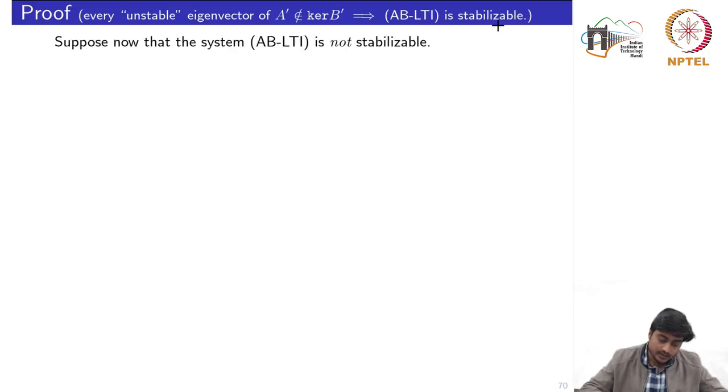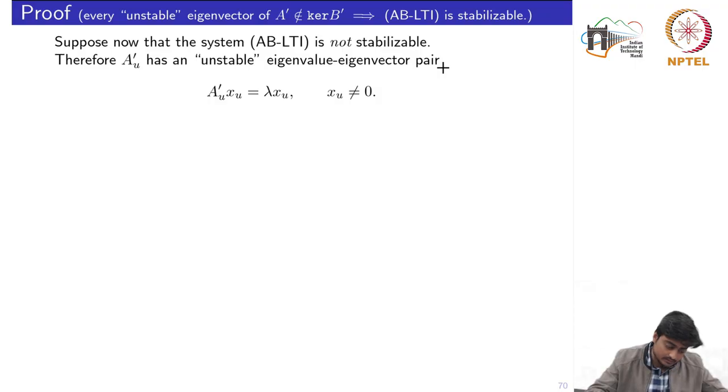Again, we will follow the negation approach. Suppose now that the system is not stabilizable, so we want to prove that there is an unstable eigenvector of A transpose which belongs to the kernel of B transpose. Okay, so suppose that the system AB is not stabilizable. Therefore, what we had seen in the last part of the result is that AU transpose has an unstable eigenvalue eigenvector pair which satisfies this one, with xu not equal to 0.